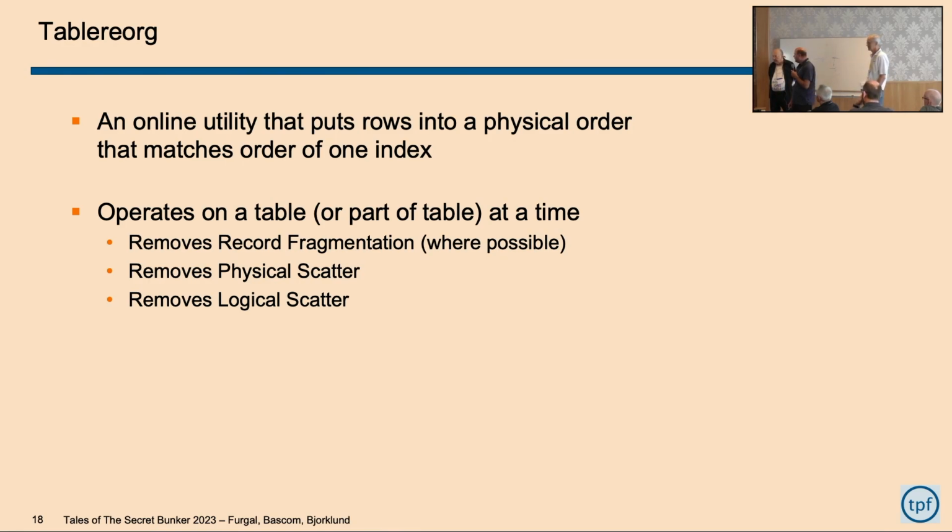It runs online. So it operates on part of a table, and it will remove all the fragmentation that we talked about. It'll remove the record fragmentation, where a record is split across multiple blocks, if it can. The if it can is if the record's larger than a block, it's going to be split no matter what. But if the record is smaller than a block, it should be able to remove that fragmentation. It will remove physical fragmentation because it'll get things in order, and it'll get things in order logically the way you want the data ordered by your most used index.